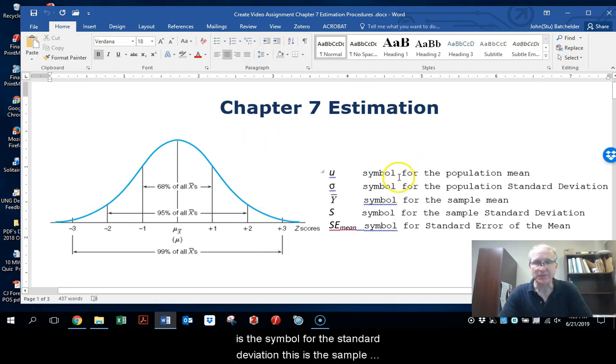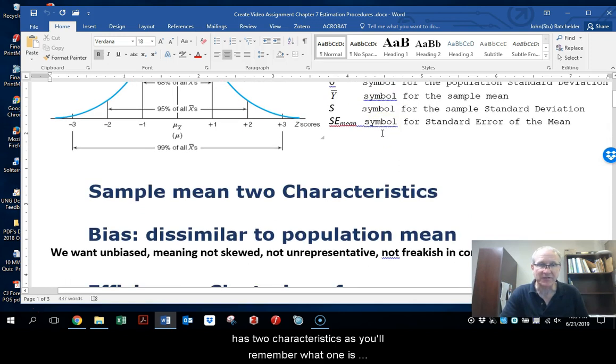I'm going to explain my symbols to you here real quick. This is the population mean, this little Greek U letter, it's called mu. This thing is the symbol for the standard deviation. This is the sample mean, that's the sample standard deviation, and standard error of the mean is what we're going to use to create our confidence intervals.